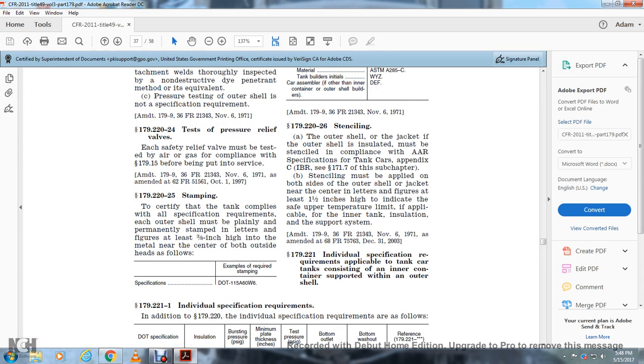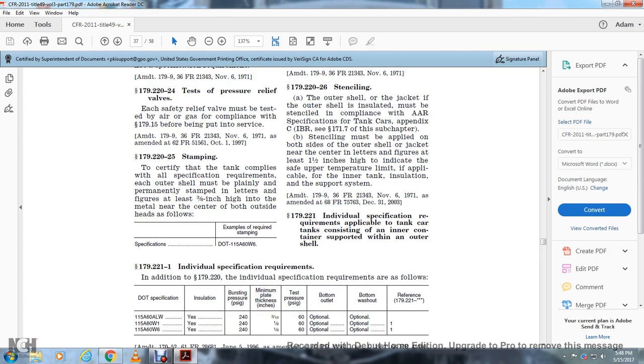179.221, individual specification requirements applicable to tank cars consisting of an inner container supported within an outer shell. 179.221-1, individual specification requirements in addition to 179.220. The individual specification requirements are as follows: DOT specification, insulation, bursting pressure in PSI, minimum plate thickness, test pressure in PSI gauge, bottom outlet, bottom washout, and reference number.